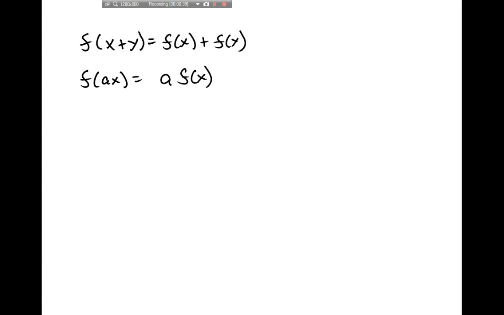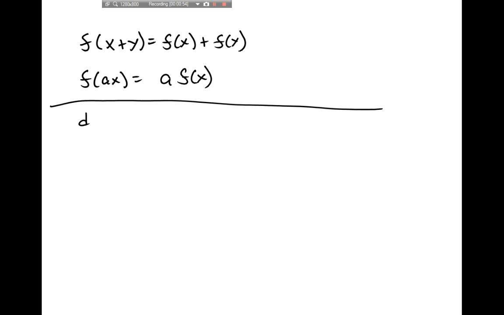We say that an operation is linear if it satisfies the following properties: if f of x plus y is equal to f of x plus f of y, and if f of ax is equal to a times f of x. If we look at Schrödinger's equation, there are really only two operations which occur. We're either taking the derivative of the wave function or we're multiplying the wave function by something. Both of these operations are linear.